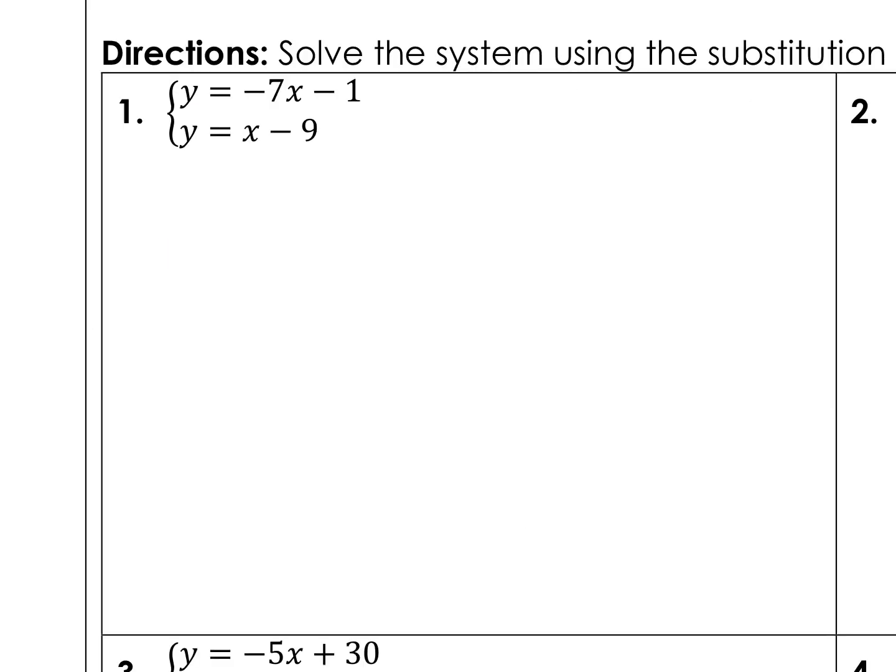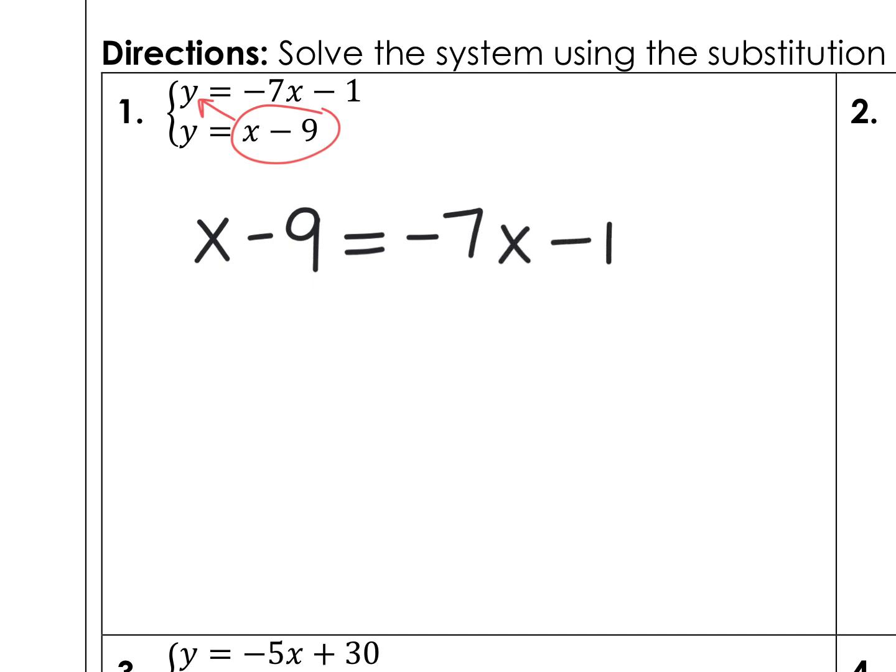Since they are both equal to y, they are equal to each other. This is equal to y, so it gets to go in that spot right there. Rewrite it. So now it's x minus 9 is equal to negative 7x minus 1. Oh man, just an equation. You can do that. I would start by moving my variables to one side instead of moving the constants, but technically it doesn't matter.